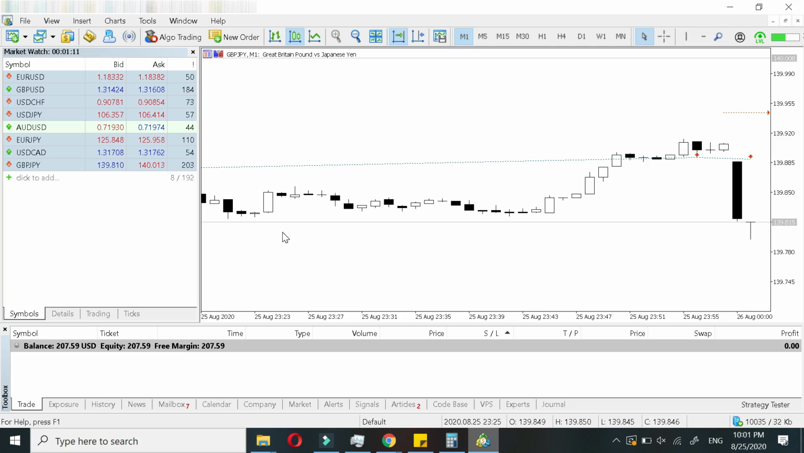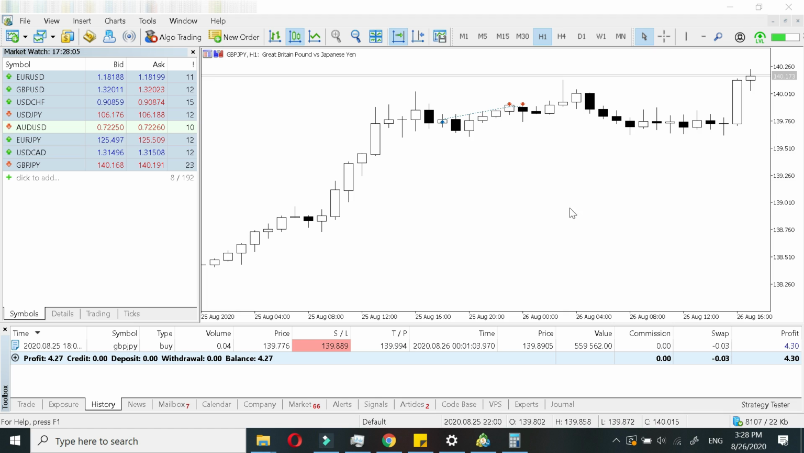Plus, the cost of entering the market might be expensive with a potential rollover or swap that you might have to pay.